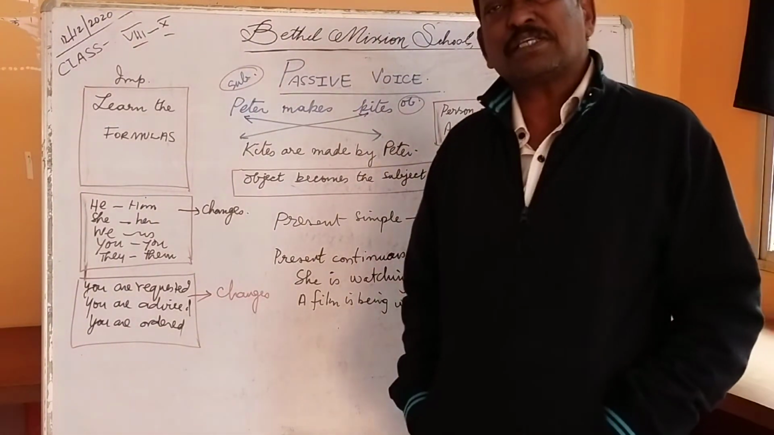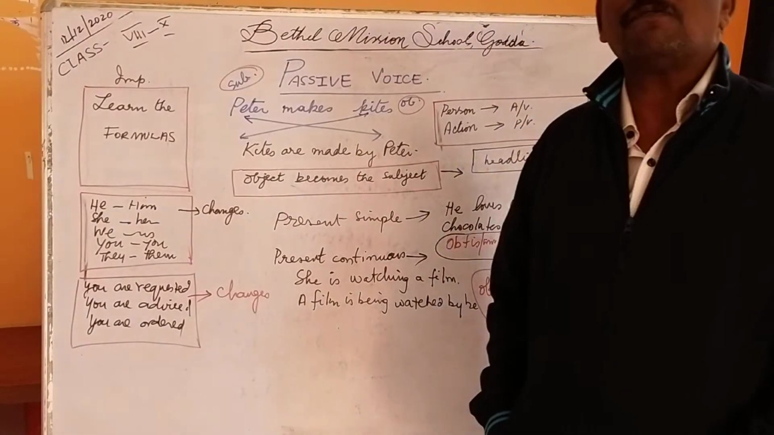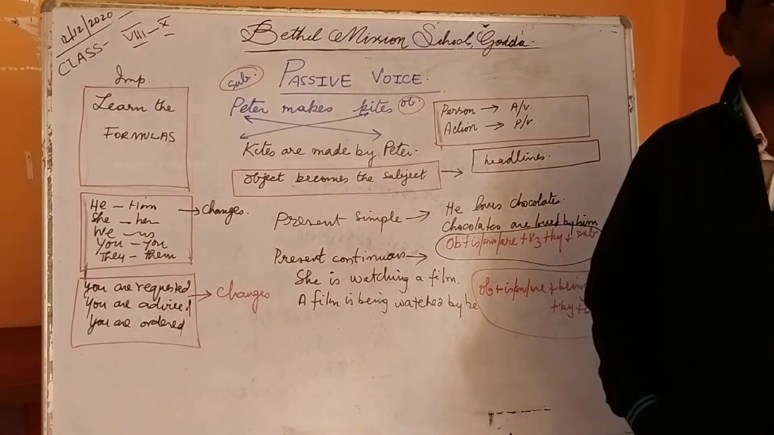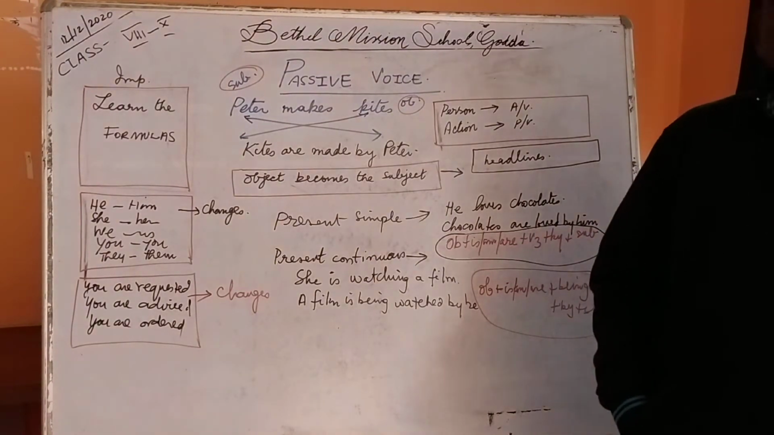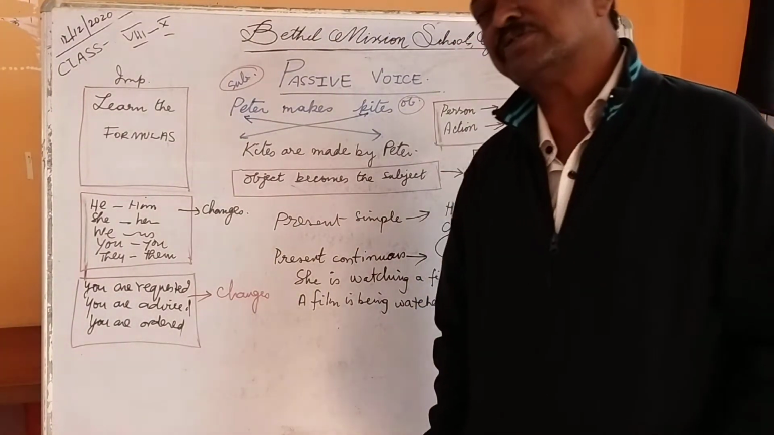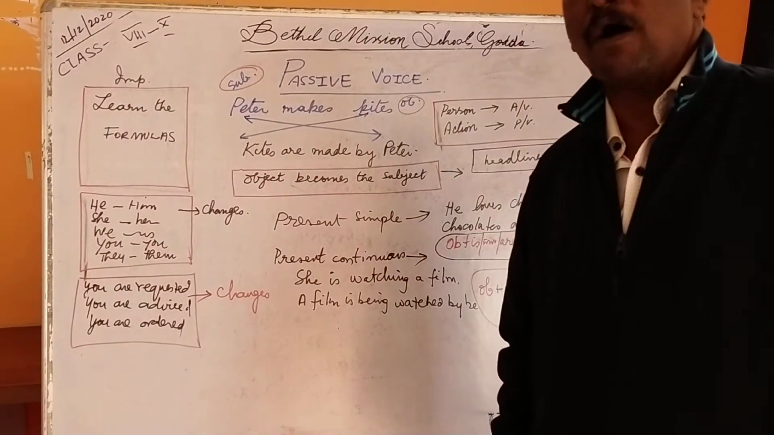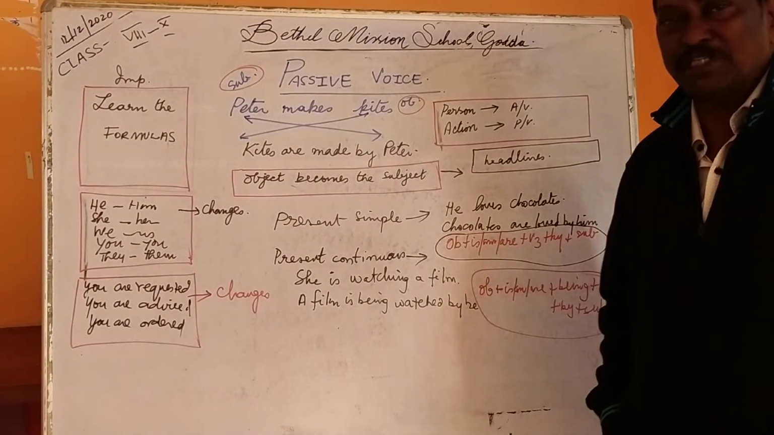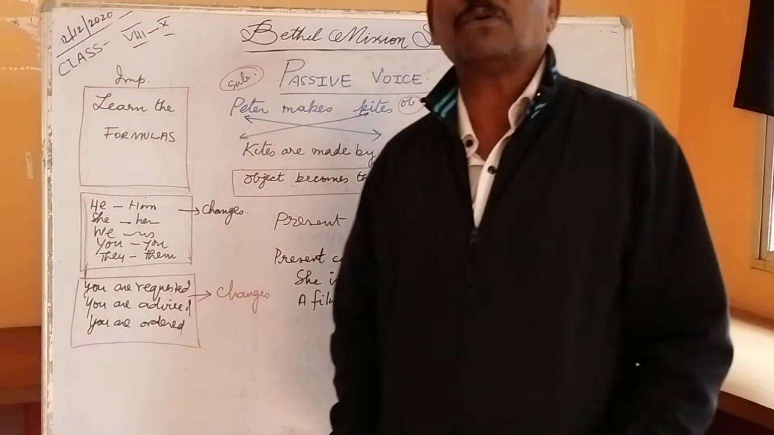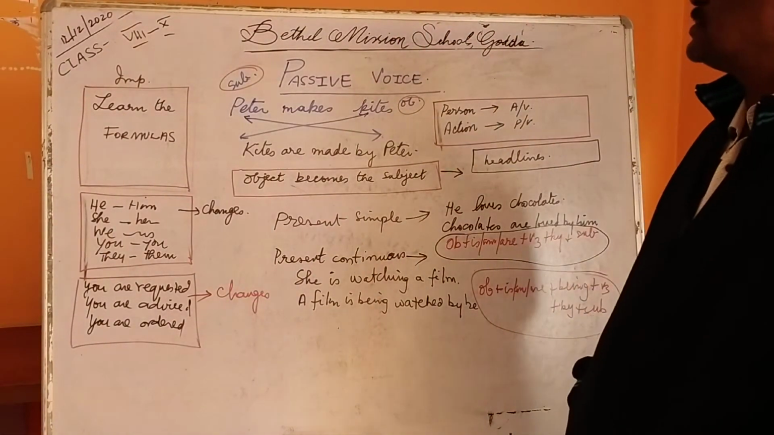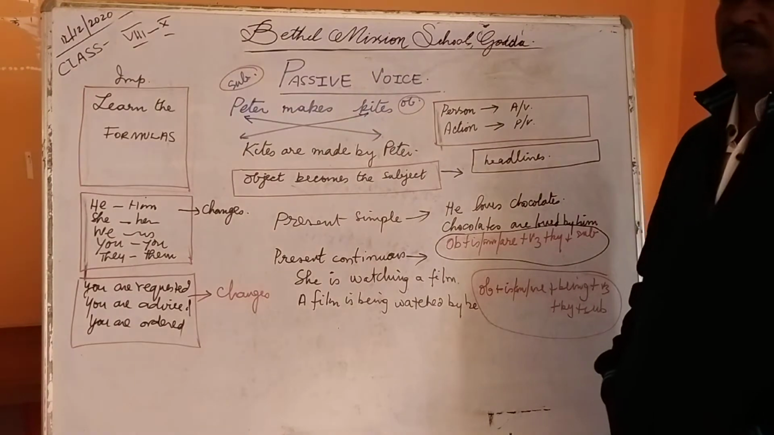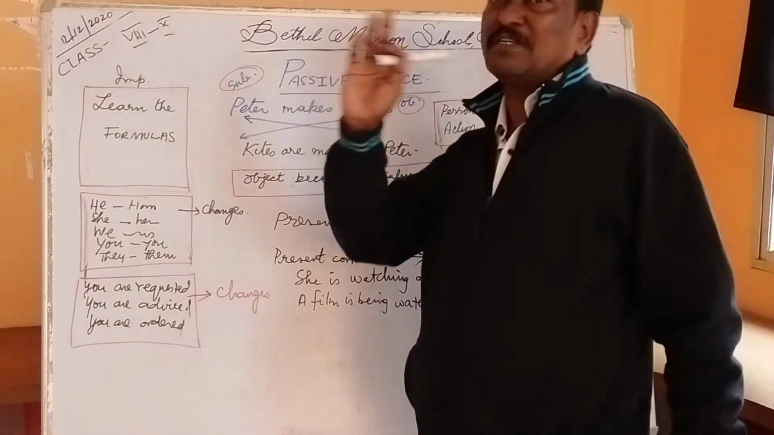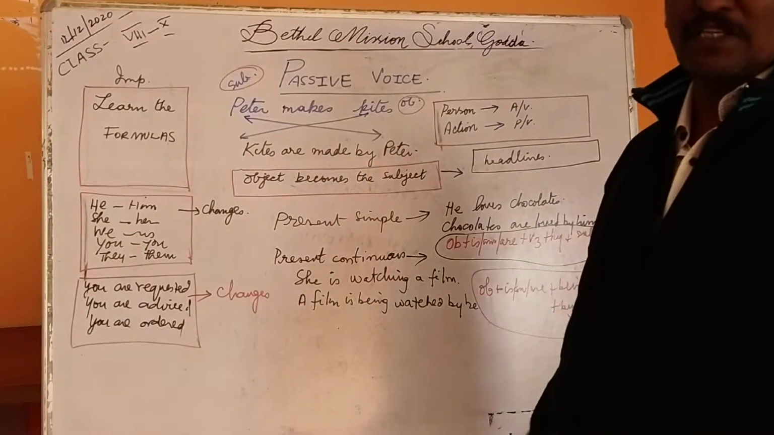Very often students make mistakes while constructing sentences, while transforming sentences from the active voice into passive voice or vice versa. So, where do the mistakes occur? We need to look into that. First, let us see what this active and passive voice is.